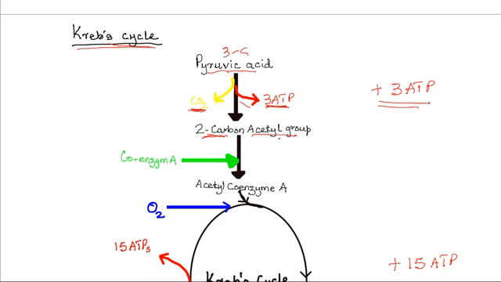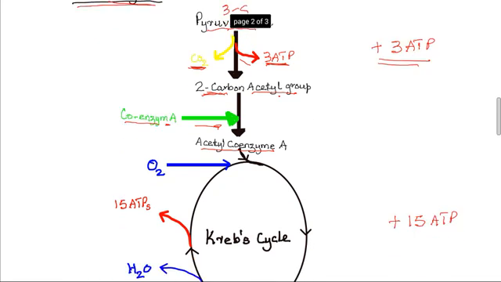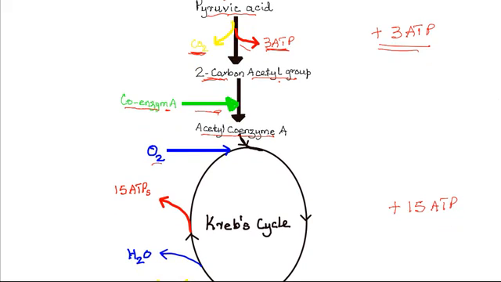The acetyl group then combines with a coenzyme A. Combines with the coenzyme A to form the acetyl coenzyme A. The acetyl coenzyme A then enters the Krebs cycle, but this will only happen if oxygen is available. The activities of the Krebs cycle require the presence of oxygen. So the acetyl coenzyme A enters the Krebs cycle together with oxygen.